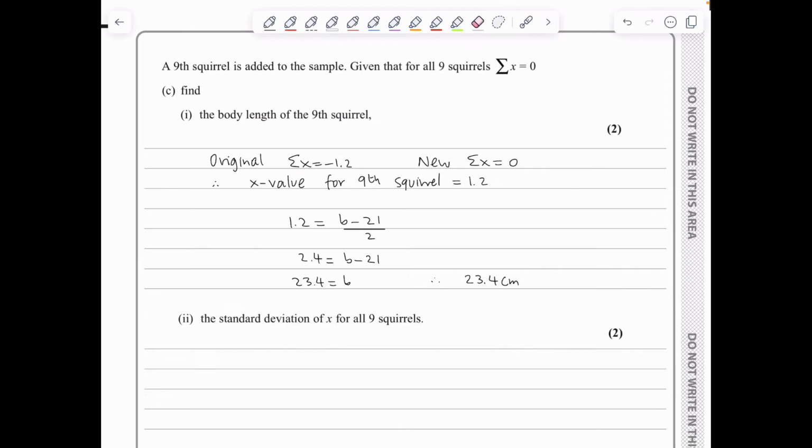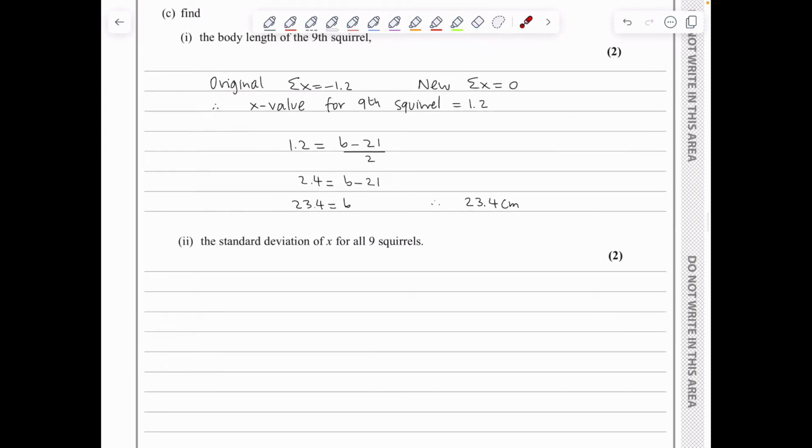And in part II, we need to determine the standard deviation of x for all 9 squirrels. Well, let's start with the fact that the new sigma x squared is given by the original sigma x squared plus 1.2 squared, which is the value for x for the 9th squirrel. So we've got this to be 5.1 plus 1.2 squared, which gives an answer of 6.54.